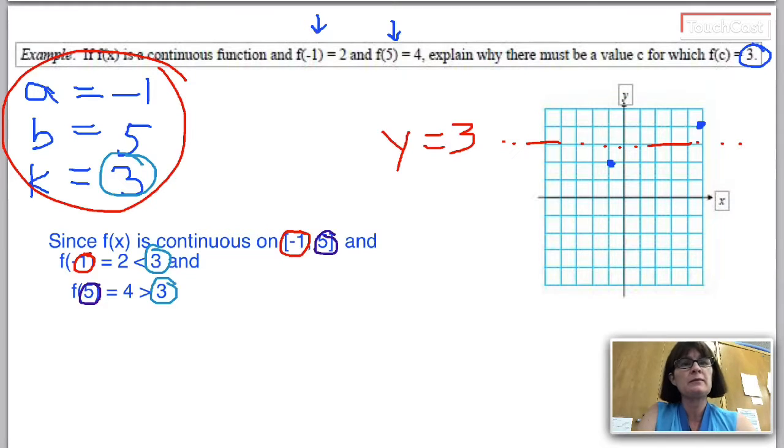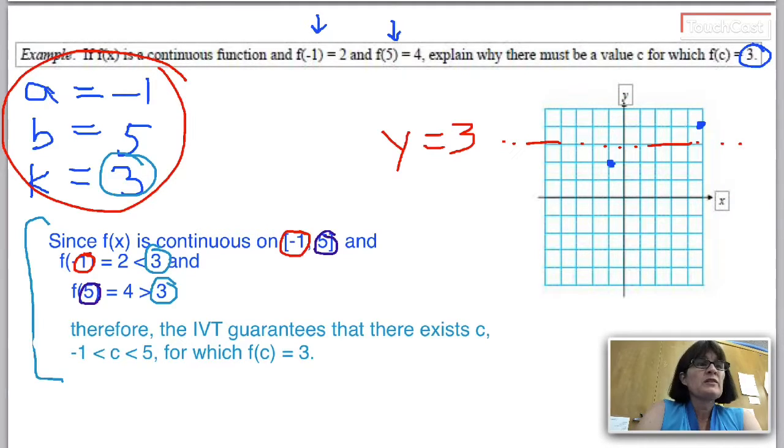I'm going to write up the rest. So here's the last part. Since f of x is continuous on the interval -1 to 5, and f of -1 is 2, which is less than 3, and f of 5 is equal to 4, which is greater than 3, so since my function is continuous and I have one point on either side of the y value I care about, therefore the IVT, you can write that, guarantees that there exists c.